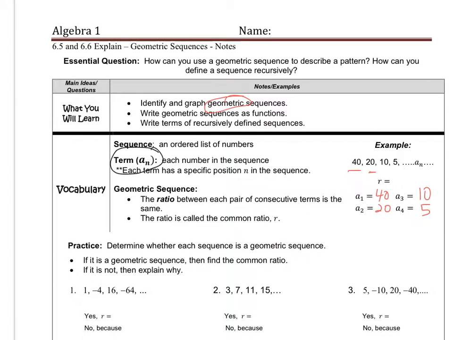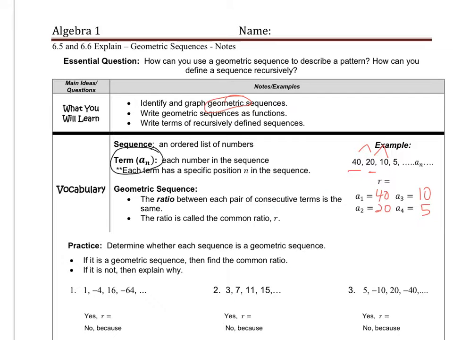A geometric sequence always has what we call a common ratio. What that means is the ratio between your numbers is always the same. So to find our common ratio, what we're going to do is divide our second number by our first and see what the ratio is.